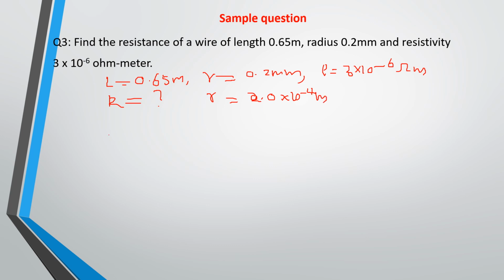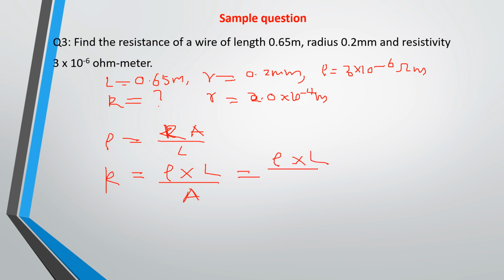So if you follow your formula, resistivity is equal to R A all over L. Here you are looking for R. So R is equal to resistivity times length all over area, and area is equal to pi radius squared. So this is equal to resistivity times length all over pi radius squared. So substitute into this equation now.